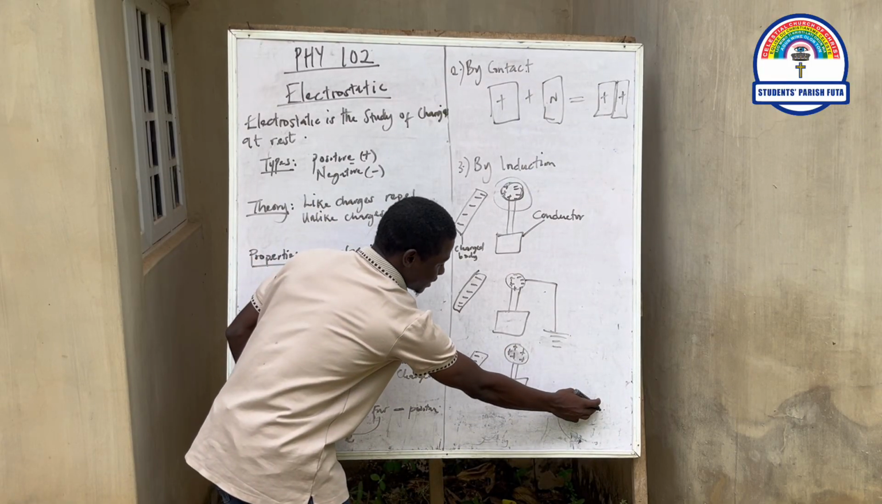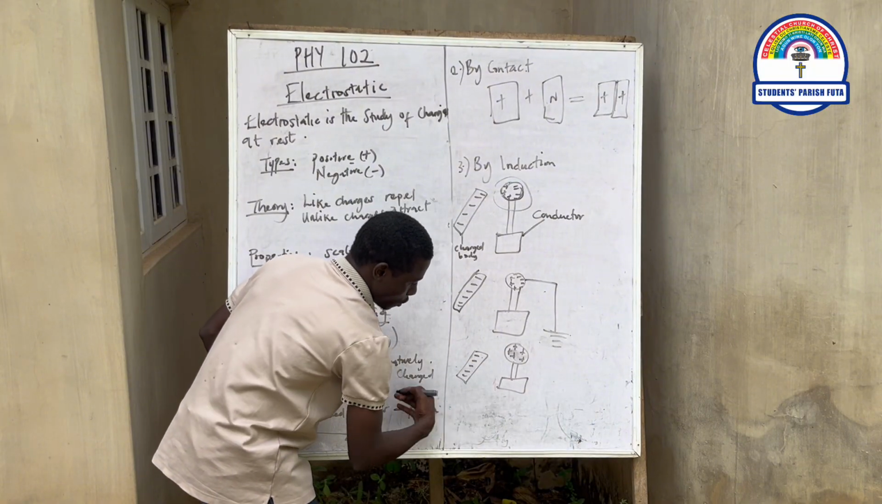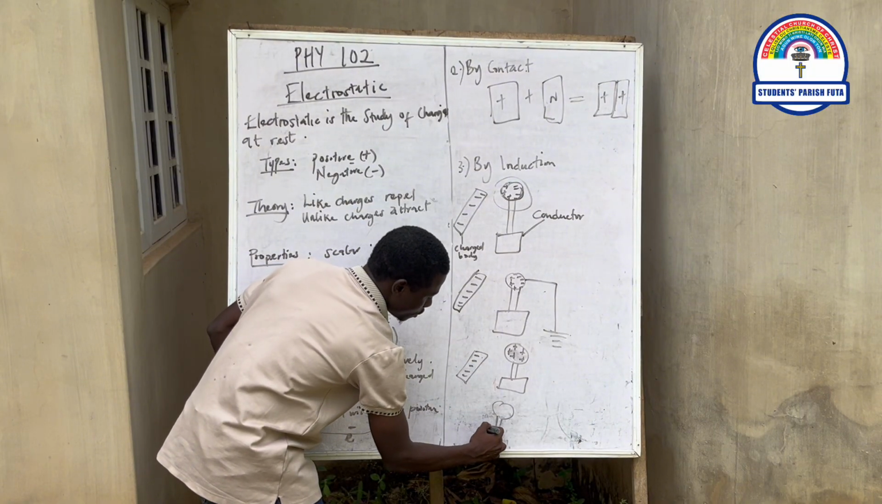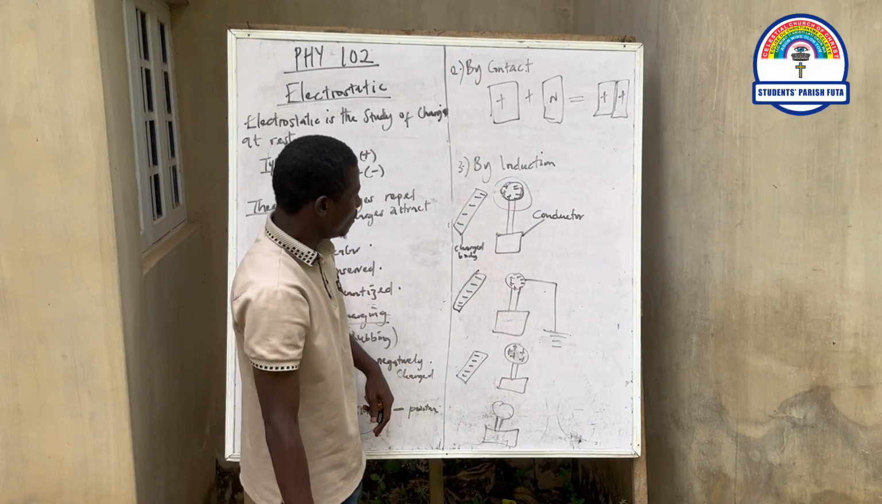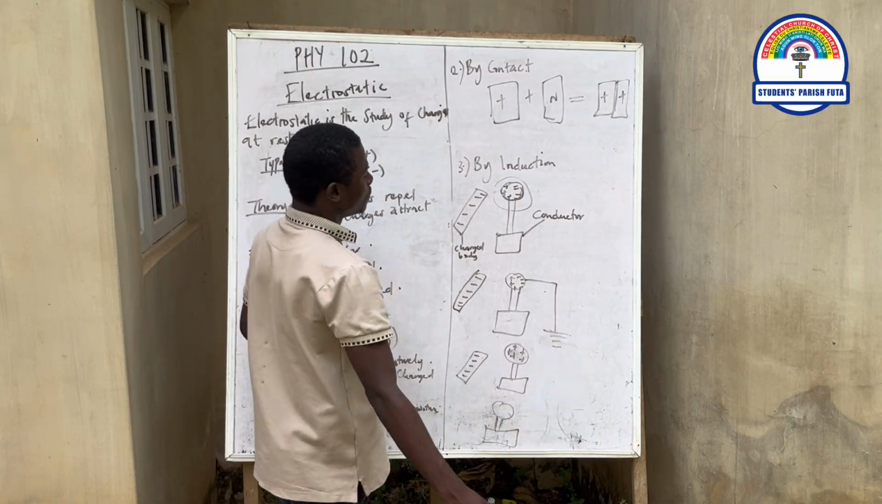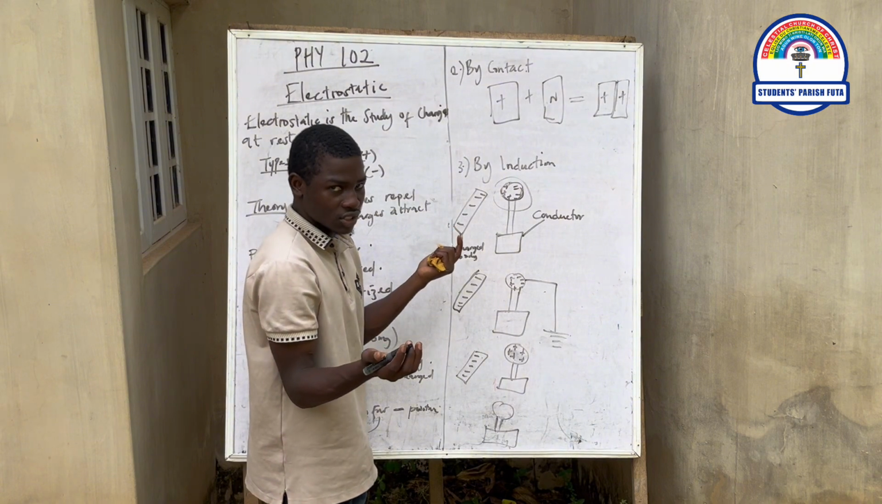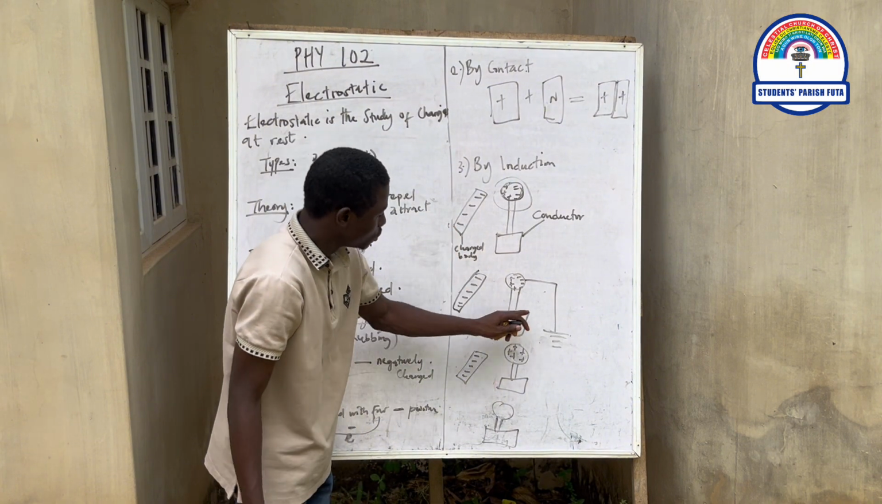Then you remove your hand, and then you take away the conductor. You remove your hand before taking away the conductor. If you take away the conductor before removing your hand, it's not going to give you what you want. So you remove your hand first.